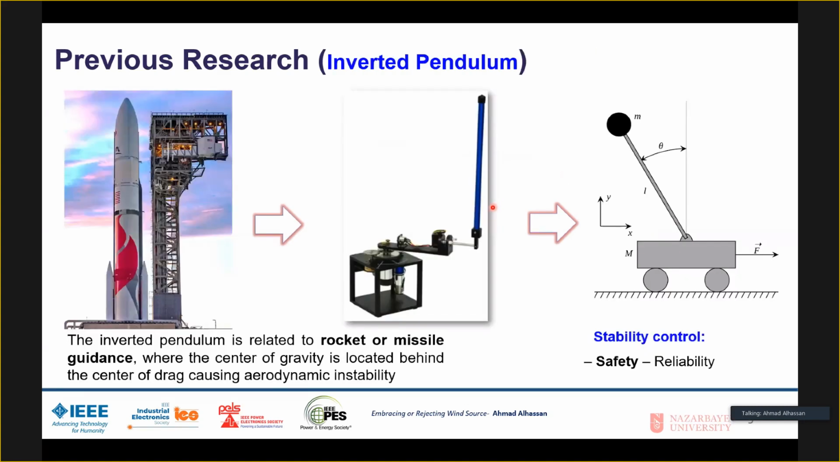Then there is a basic control, which is about this inverted pendulum. The application of the inverted pendulum can be seen in rocket launchers. You can see the rocket normally at the end point is detached. So this detachment needs to be exactly balanced.